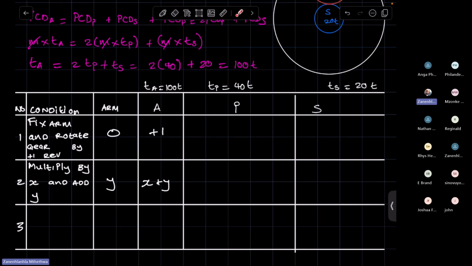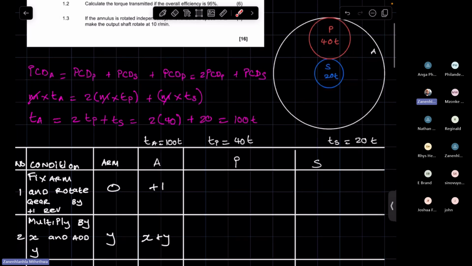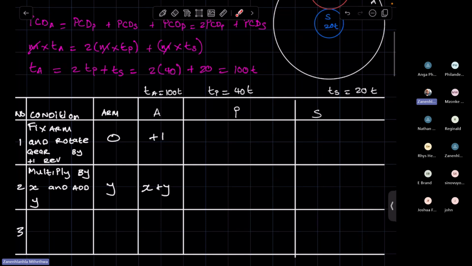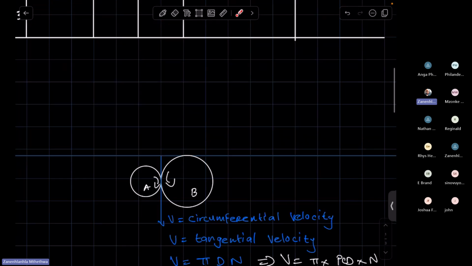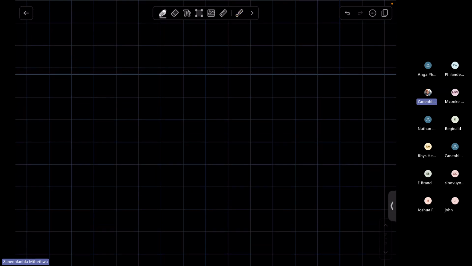We want to determine NP and NS. So first with NP, which gear is NP meshing with? It is meshing with the annulus. Now we look at the relationship between the two gears, the relationship between NP and NA. The relationship between NP and NA is one of circumferential velocity. That means NP times TP is equal to NA times TA. You've established the relationship between the two gears.